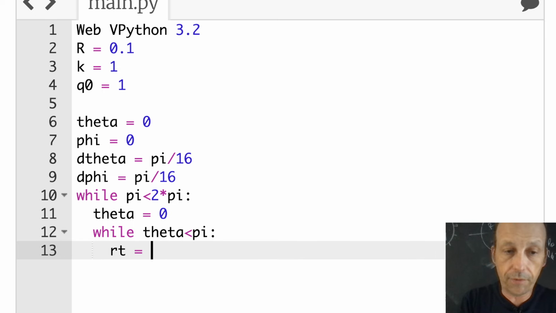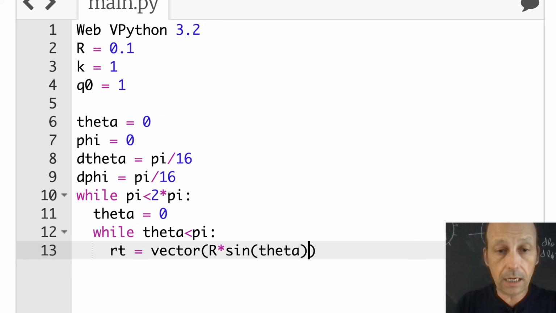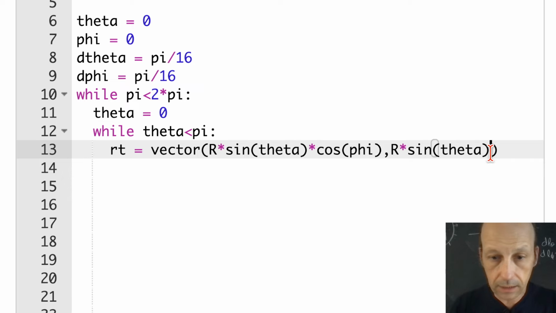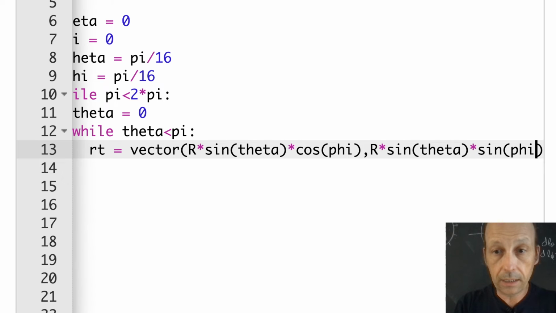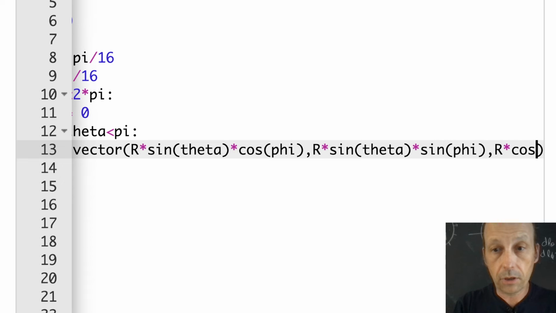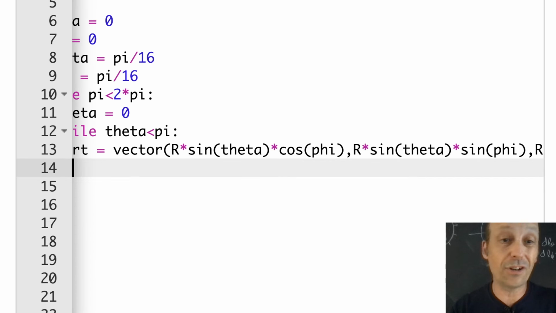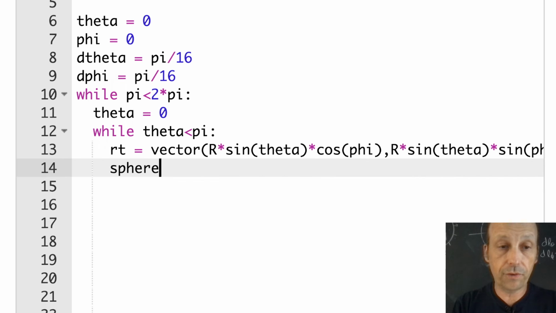Let's just make a temporary vector. RT is going to be vector r times sine theta times cosine phi, r times sine theta times sine of phi, and then r times cosine of theta. That's my temporary location. Now I'm just going to put a sphere there. I'm not even going to add it to a list or anything. So just sphere position is going to be equal to RT. Radius is going to be, let's say, r over 30.